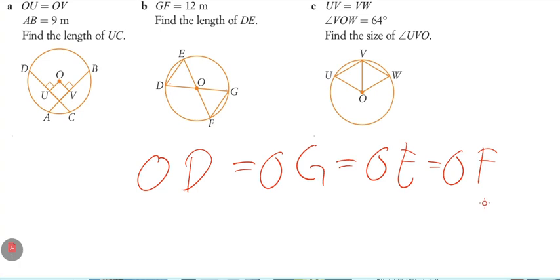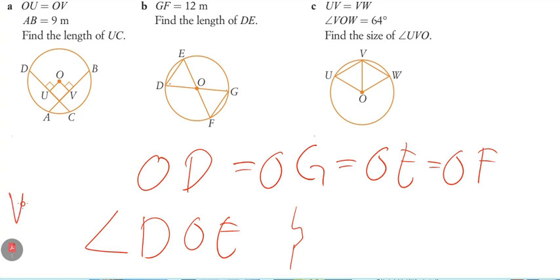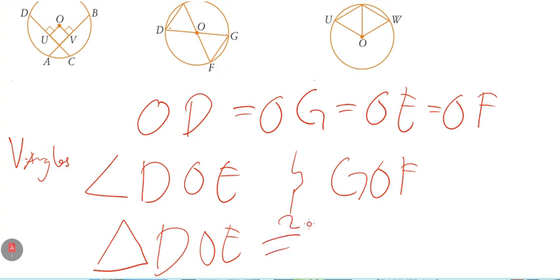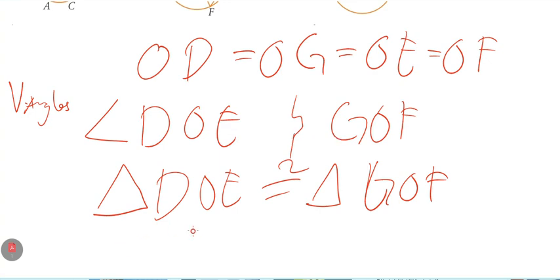Next we have the vertical angles here. The vertical angles that we have are the angles D, O, E, and this one is a vertical angle. Next we have G, O, and F. Now these are equal. Therefore we can write that the triangle D, O, E is congruent to the triangle G, O, F. Here we can see how it corresponds by SAS.